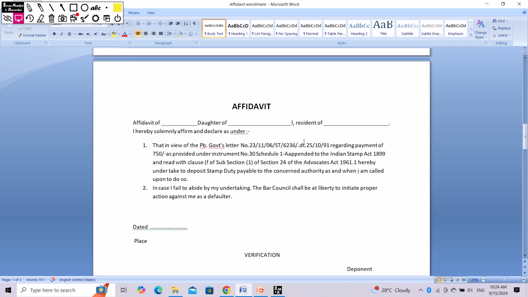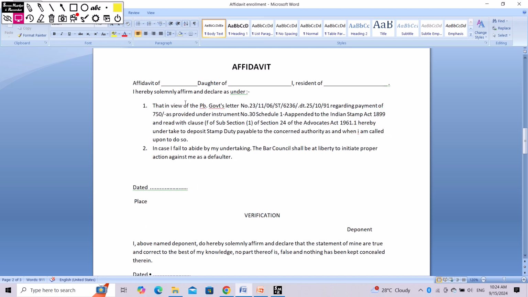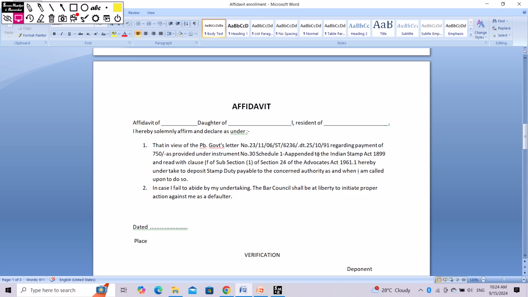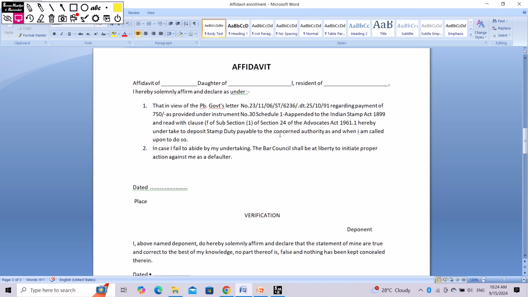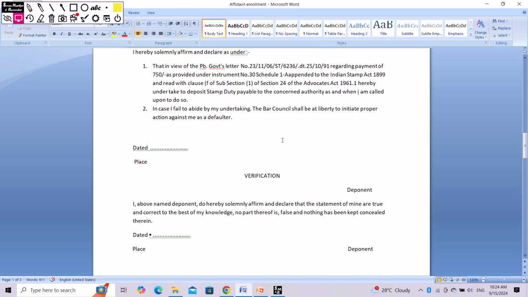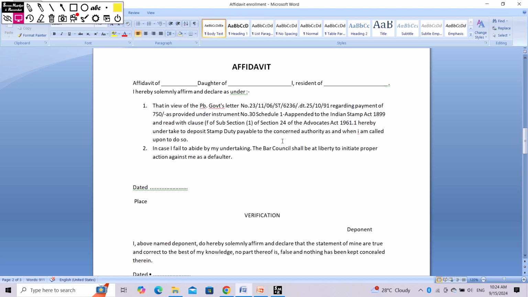The next affidavit is about the stamp duty affidavit. So it is like affidavit of name, daughter or son of your father's name, your address, and this is the stamp duty affidavit. You can take a screenshot if you want. Date of attestation from notary, your signature, date of attestation, place, your signature. So this is all about your stamp duty affidavit, and this is about your law degree affidavit. I hope you have taken the screenshots.